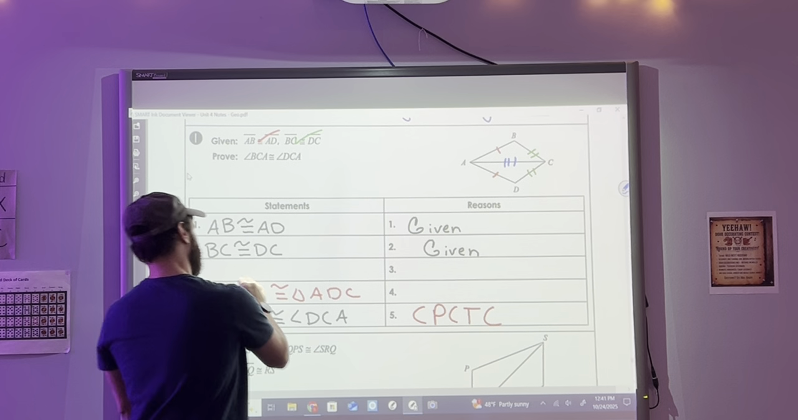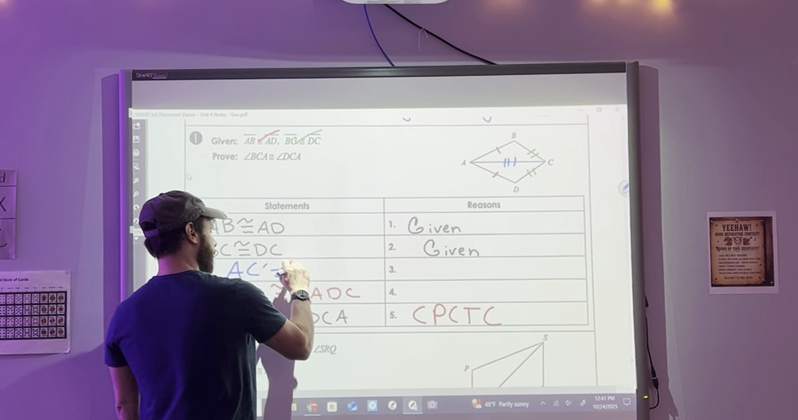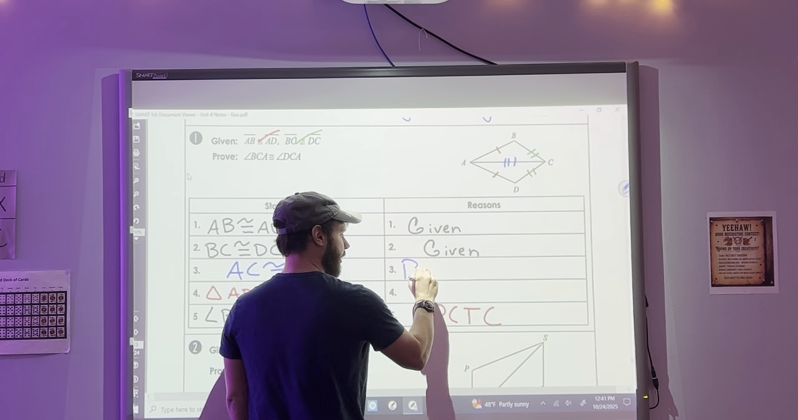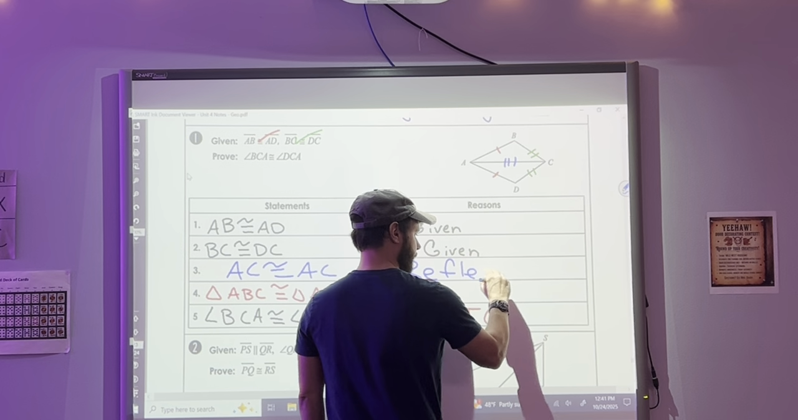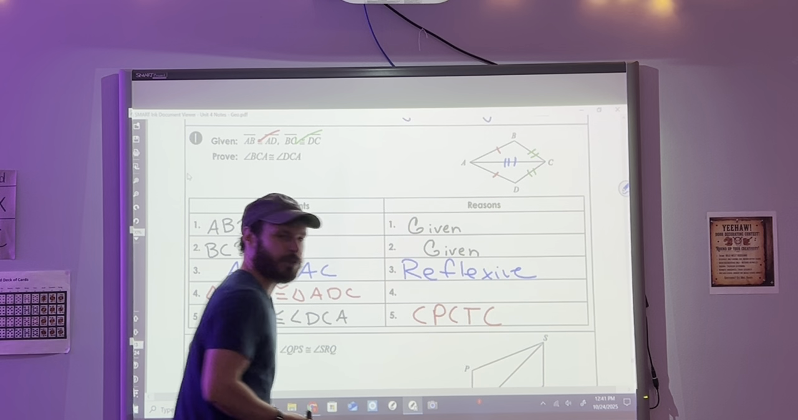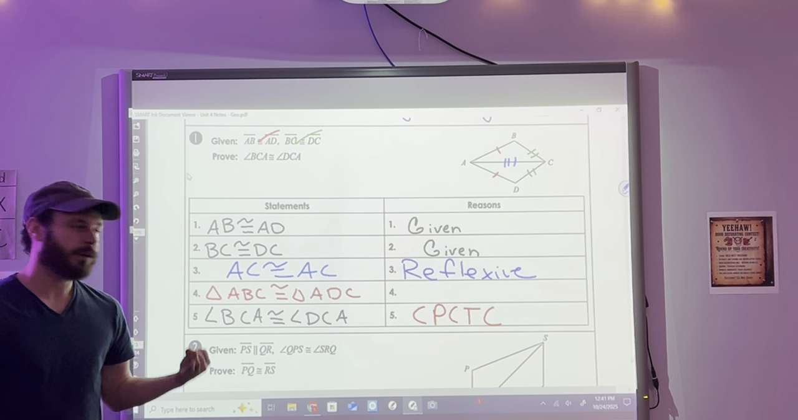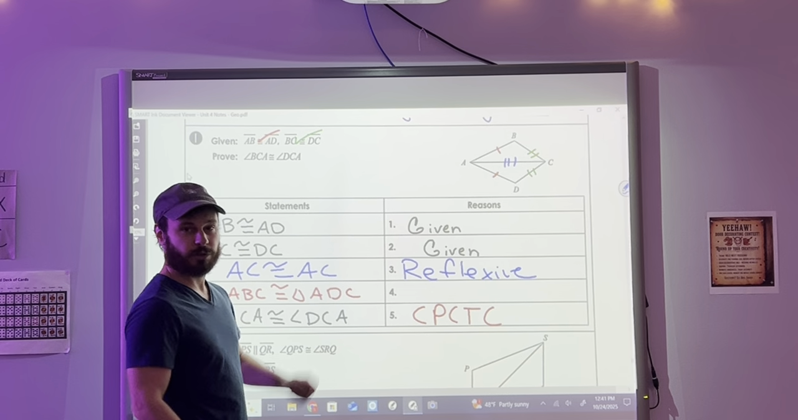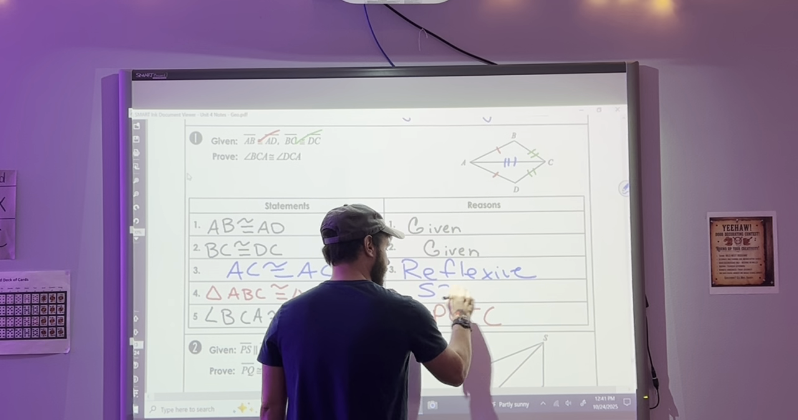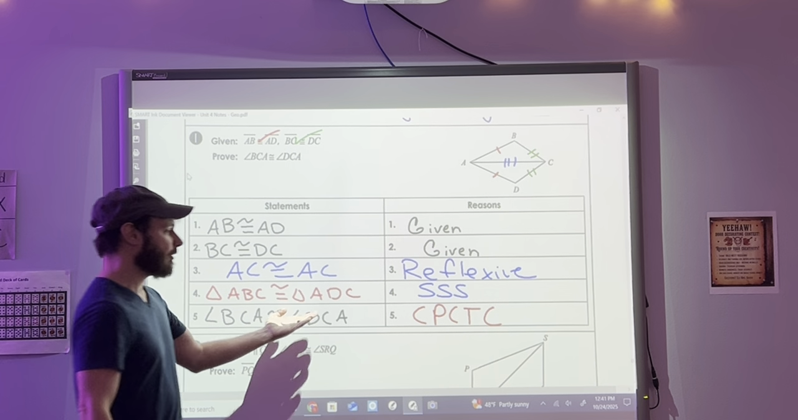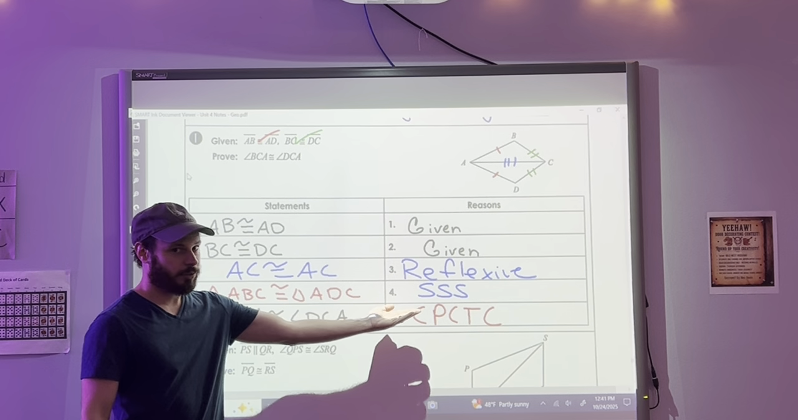All right, I labeled my picture, and I hope you recognize that there's a side that they share. And if there's a side that they share, you better put it in the box, and you better write reflexive. And then hopefully you can see that you have a green side, a red side, and a blue side. So the triangles are congruent because of side, side, side. Now that the triangles are congruent, you can say that an angle is congruent. Isn't that exciting? Isn't that fun?